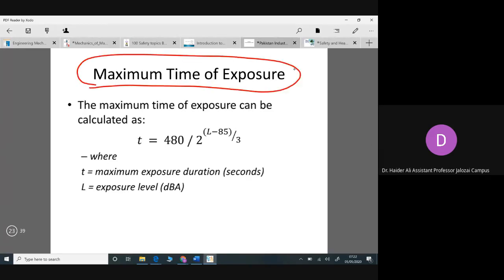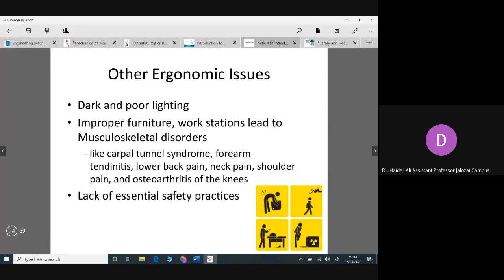There is a concept of maximum time of exposure. So the maximum time of exposure is calculated for noise. Depending on the level of noise, there is a certain time of exposure. And beyond that time of exposure, it can cause problems.